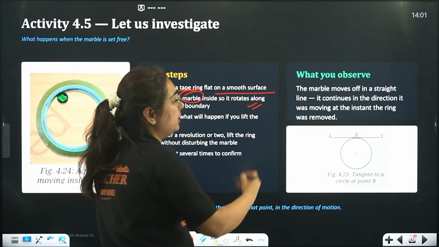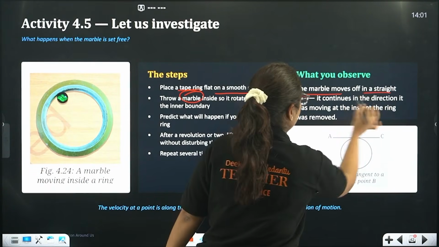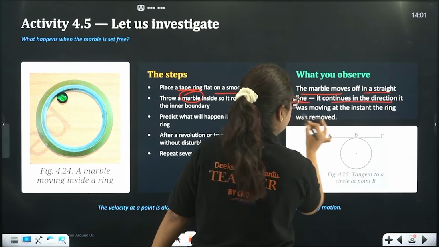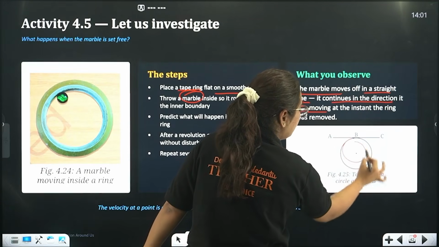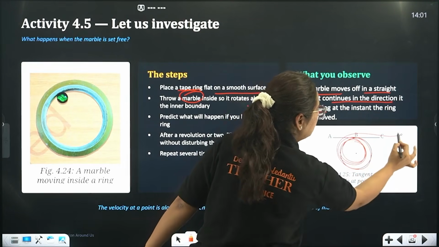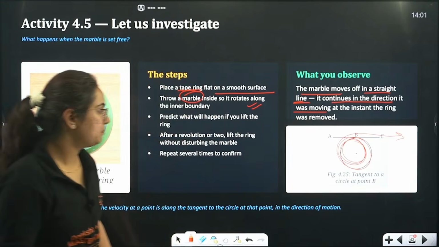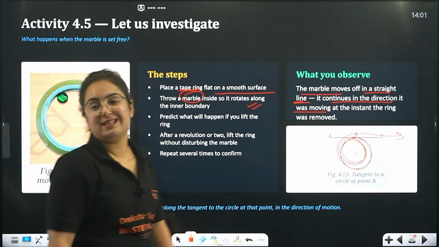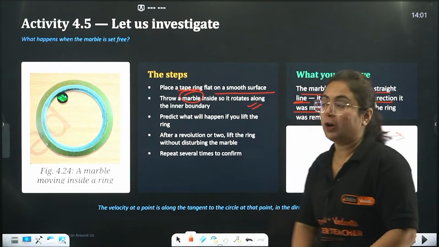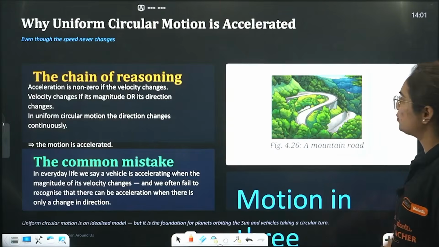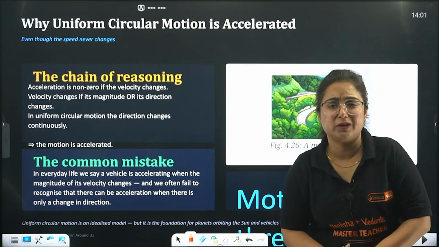Okay, it starts moving straight. The marble moves off in a straight line. It continues in the direction it was moving. See, moving, and then continues in the direction it was moving. Okay? And that is known as tangent. That is known as what, beta? Tangent. There are certain things we do daily, but we do not figure out in physics.